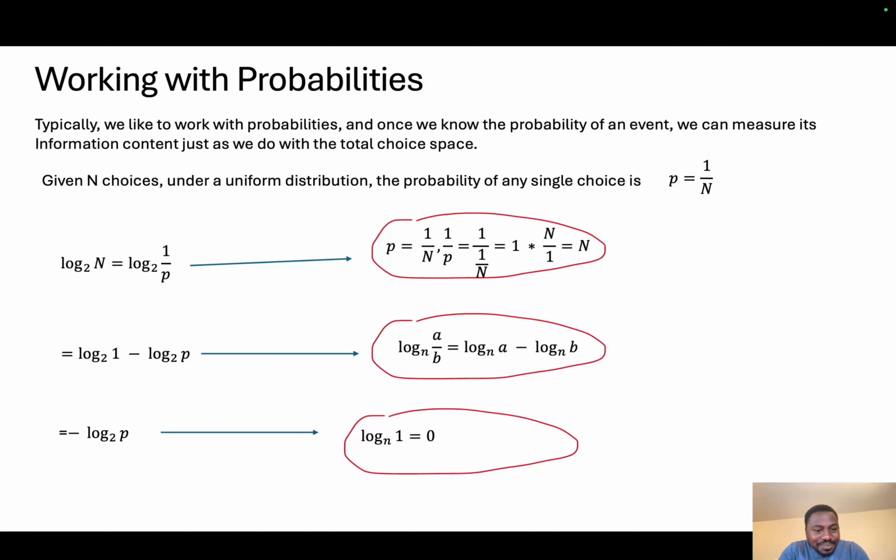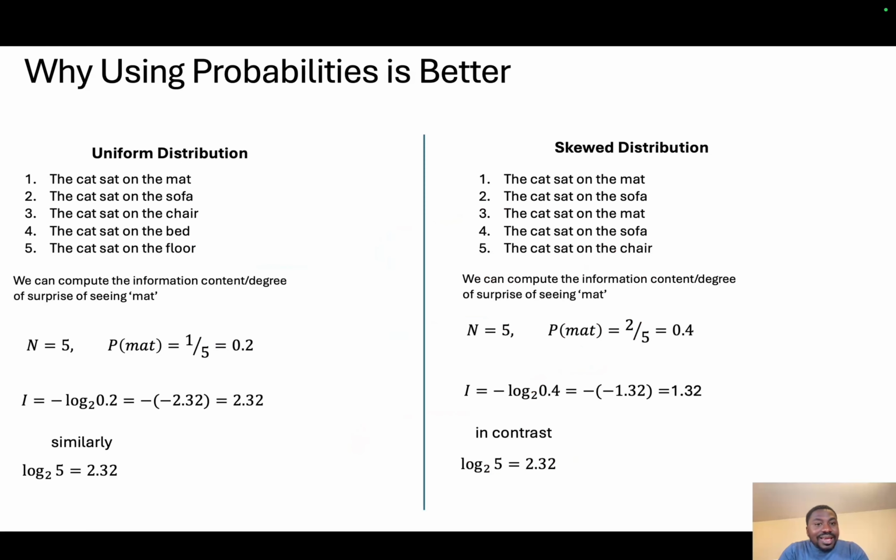But this basically means that you could find the information content of any choice set by taking log 2 of the total number of choices, or the negative of the log of the probability of a single choice. If you think about it, under a uniform distribution, both of those are equivalent. A uniform distribution is one where all outcomes are equally likely.